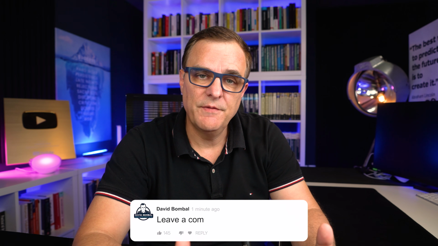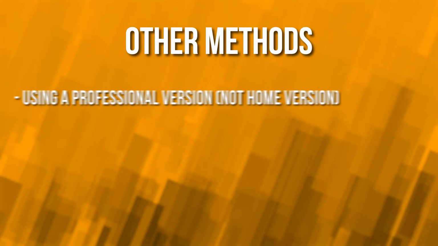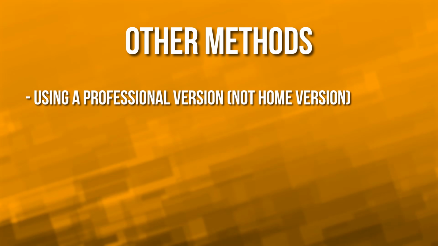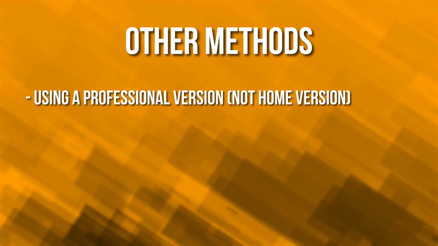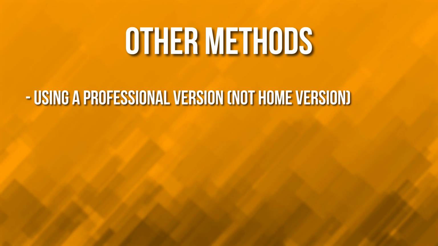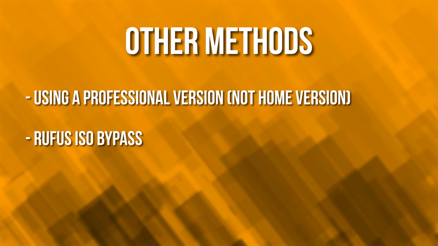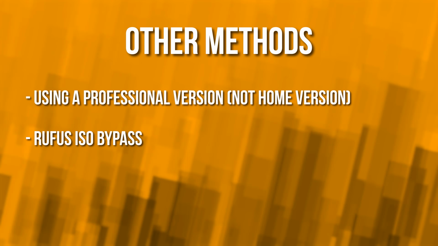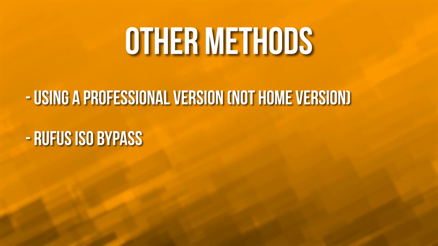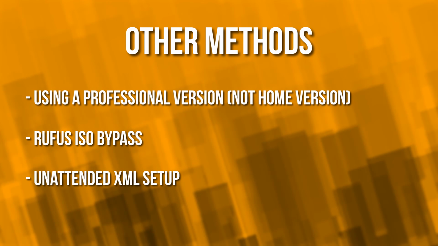Now there are other ways to do this as well. I think that's enough at this point. However, let me know if you want to know the other ways. A simple way as an example is if you're using a professional version rather than a home version, you can tell it to join a domain, but simply don't connect it to the domain. Just use a local account. You can also use Rufus with an ISO to create a version that bypasses the requirement to set up an account. And you can also use an XML unattended script to do this as well.